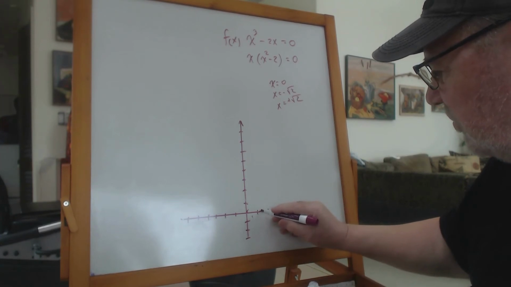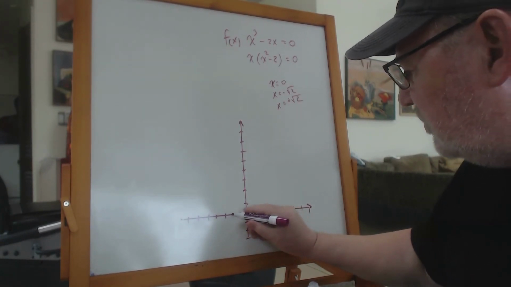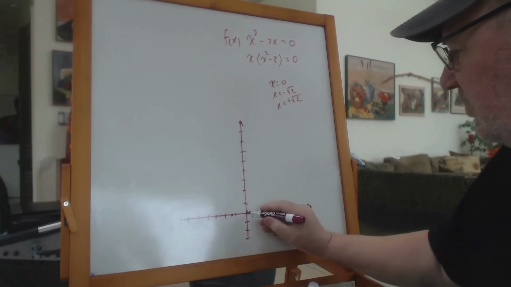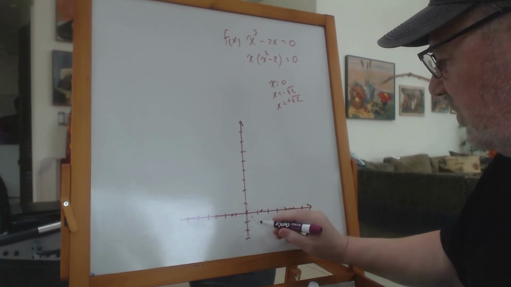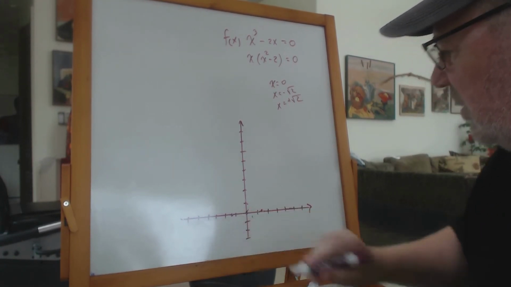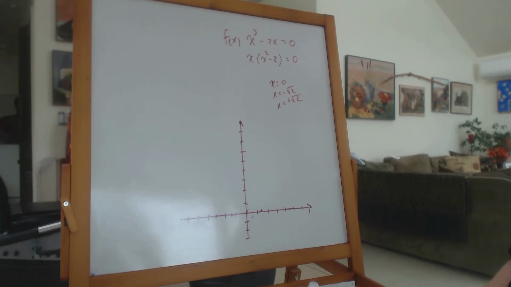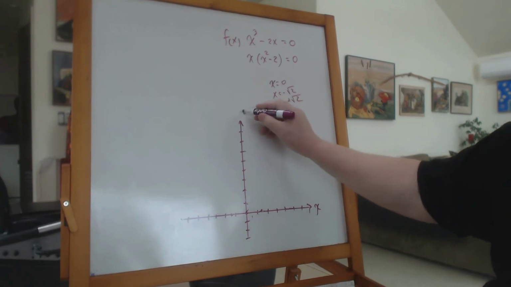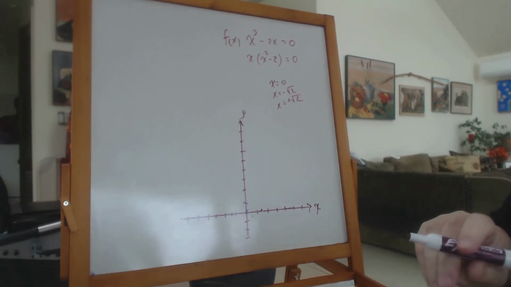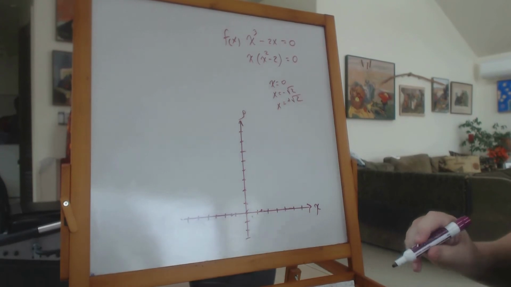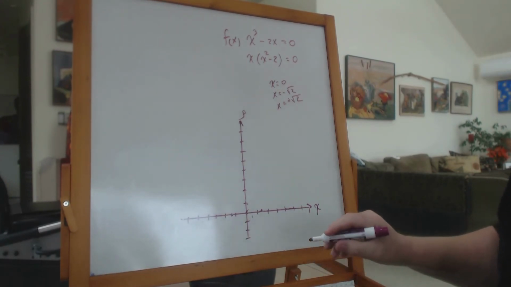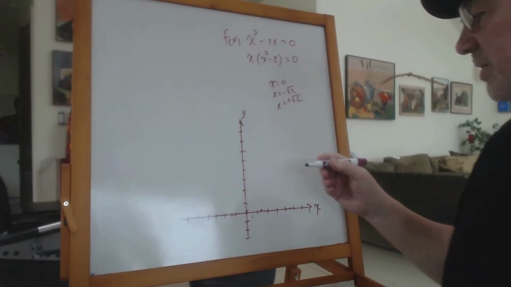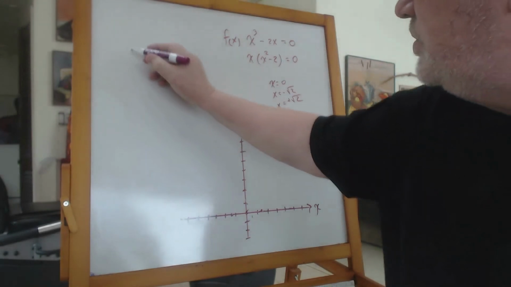So our 0 is there. Also, our 0 is here. And our 0 is there. So we got 3 zeros at x equals 0, x equals positive square root of 2, and x equals negative square root of 2. So we go through the x-axis 3 times. And so why don't we create a table, and we will plot points and see if we can come up with a curve.